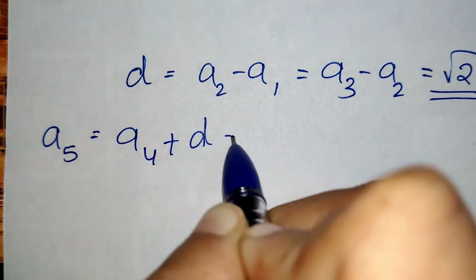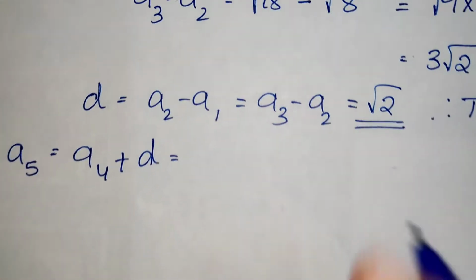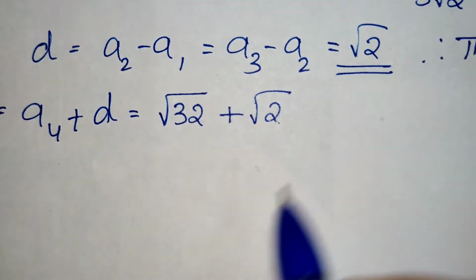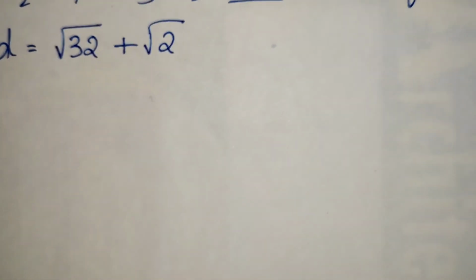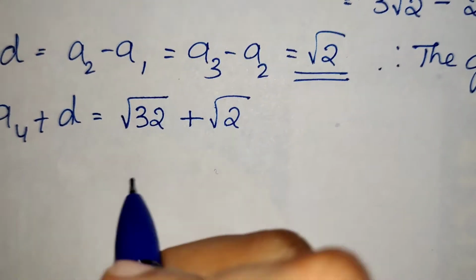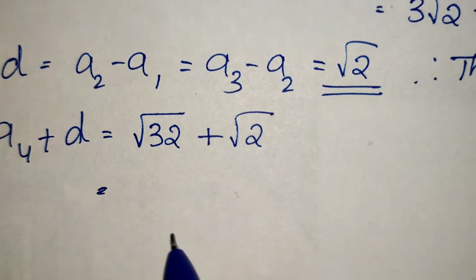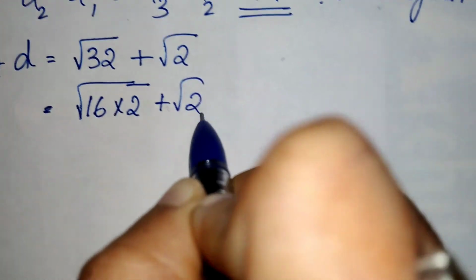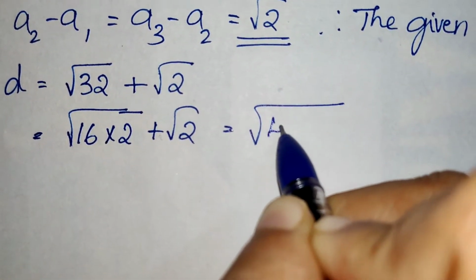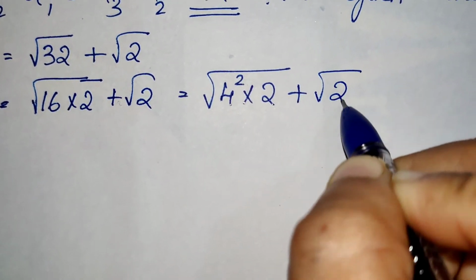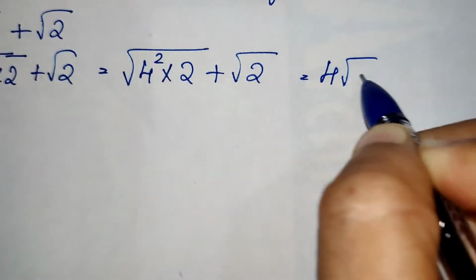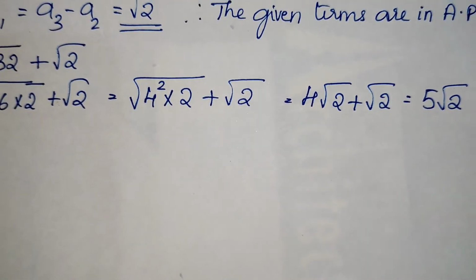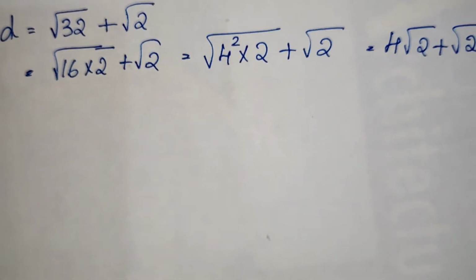A4 plus D. So which is our A4th term? It is root 32. Root 32 plus root 2. So root 32, I'll write it as root 16 into 2 plus root 2. So 16, I'll write it as 4 square into 2 plus root 2. So it is 4 root 2 plus root 2. 4 root 2 plus root 2 is 5 root 2. So our fifth term is 5 root 2.